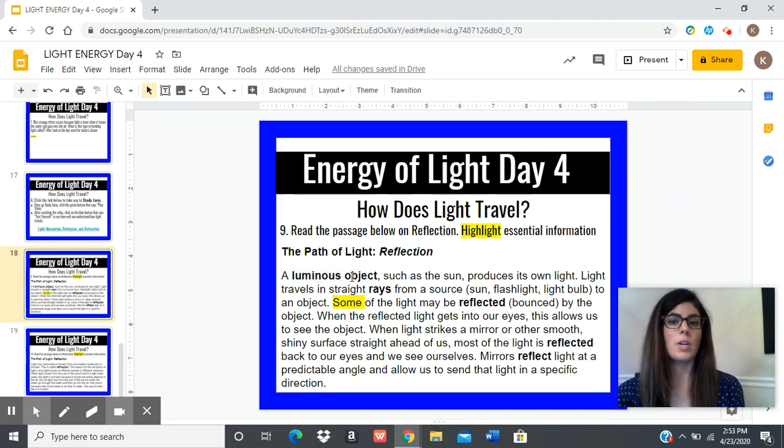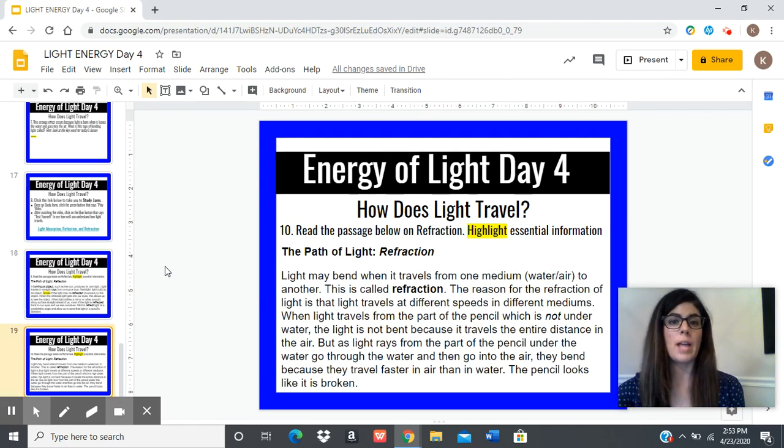And then you can continue doing that throughout this text. And same for number 10. Read the passage below on refraction. Highlight essential information. So again, read the path of light refraction. Once you finish reading, go back and highlight the essential information. Remember to take your time with this experiment, and I look forward to seeing your results at our next lesson.